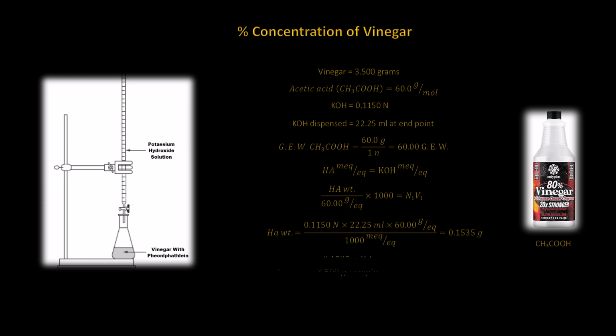Since the sample weight is 3.5 grams, the weight of the acetic acid divided by the sample weight multiplied by 100 gives us a percent acetic acid of 4.386%.